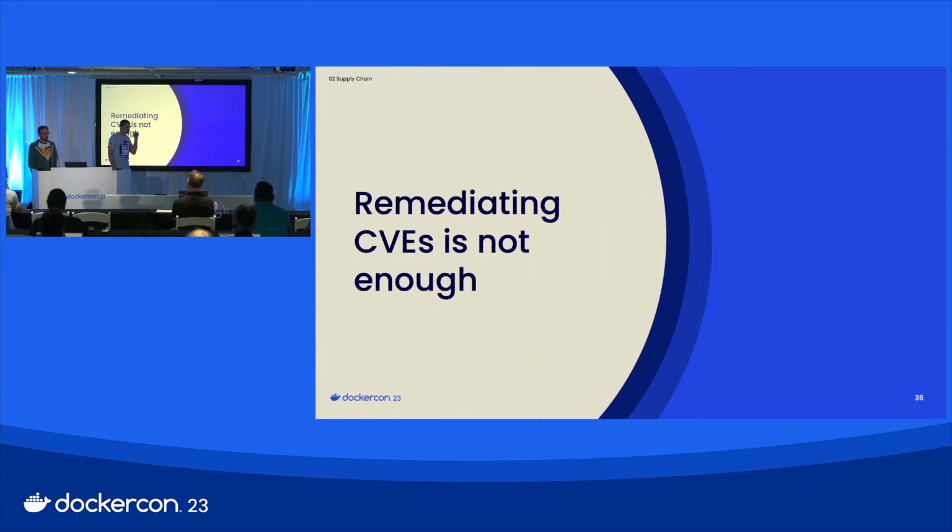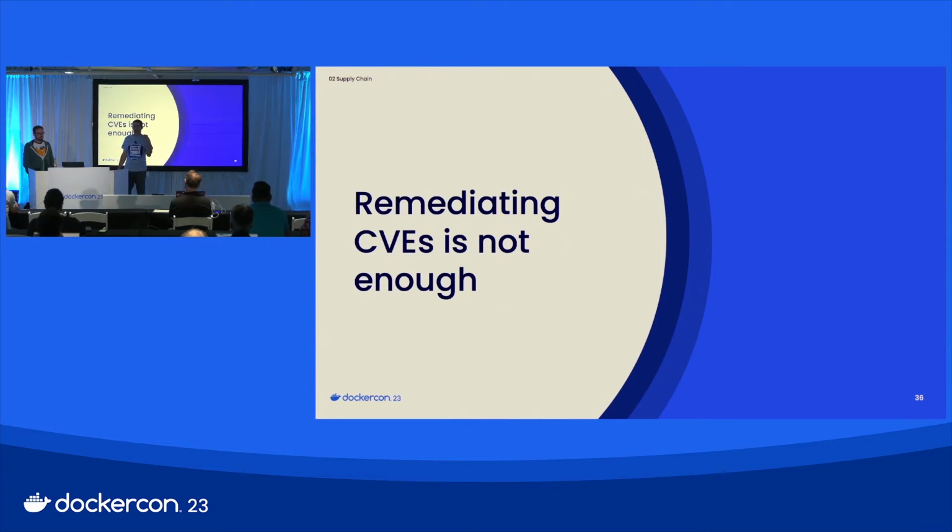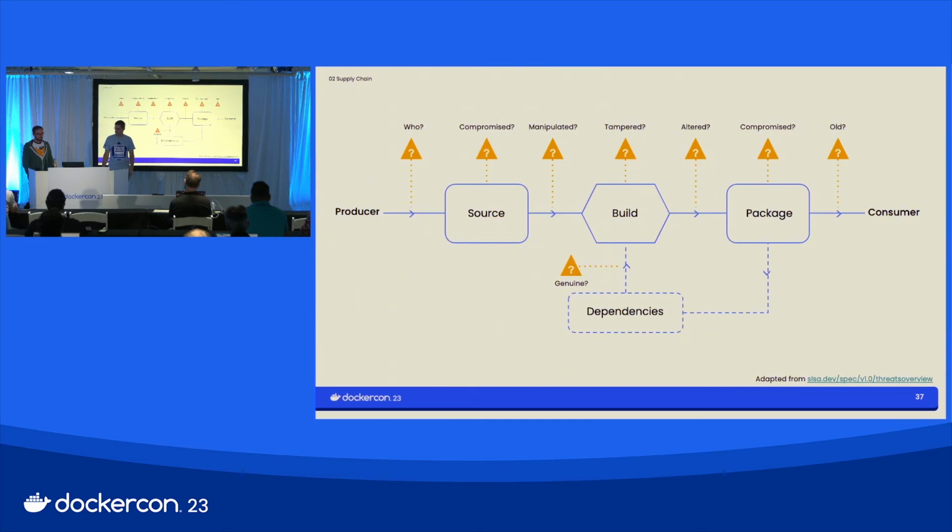So the bottom line is that remediating CVEs is not enough to secure your software. Right? This is maybe what security folks tell you. This may be what the SOC 2 analysts tell you, but it's not enough. As I mentioned before, scanning for CVEs only targets 2 or 3 of these questions. And so how do we begin to think about answering all of them?